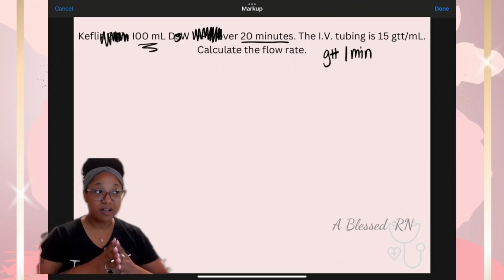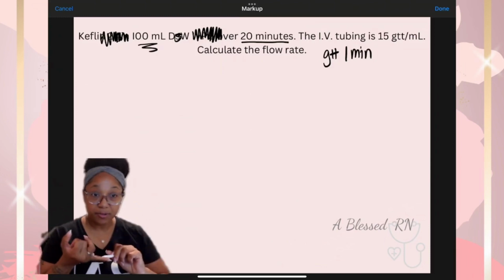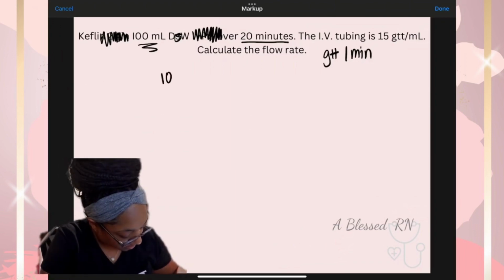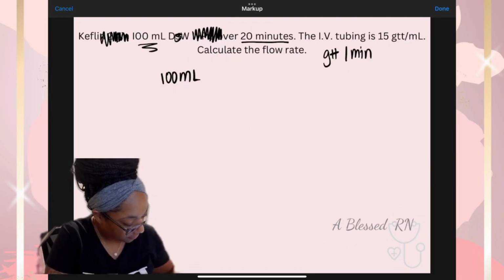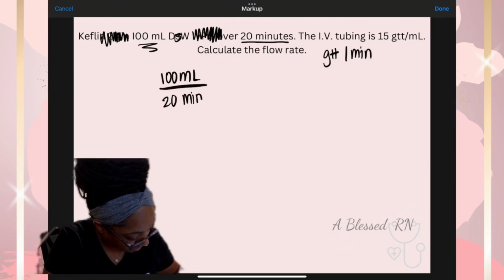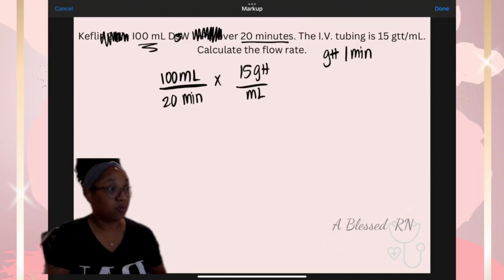That's why we're breaking them down and going over it, okay? So that's fluff. We need volume, time, and your drop factor. That's it, okay? So volume is 100 mLs over 20 minutes. And your drop factor is 15 drops per milliliter. So what are we going to get left with?